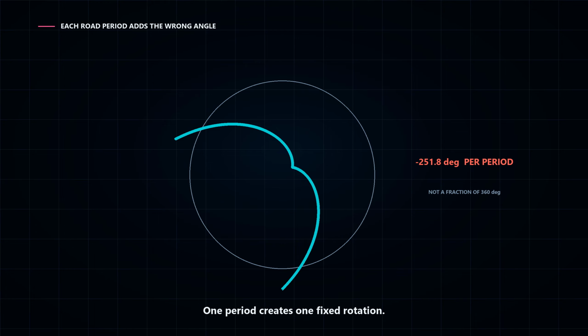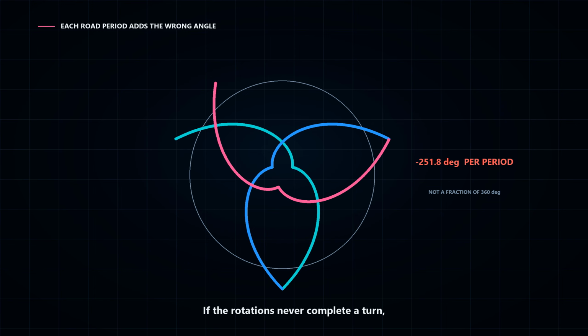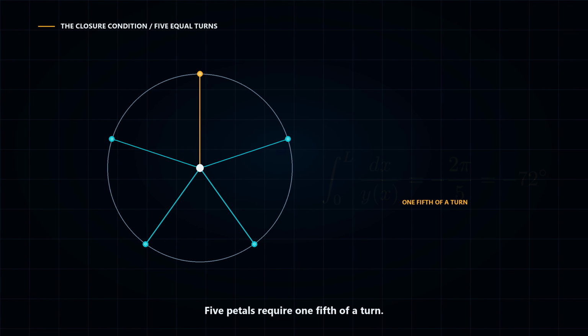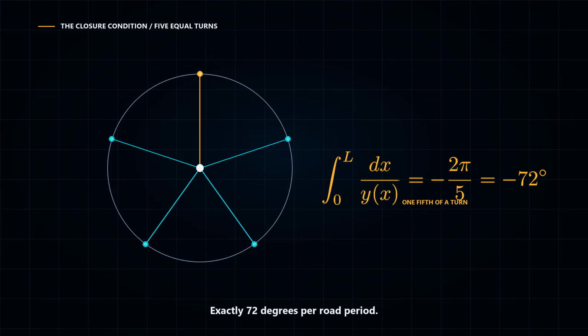The failure is not numerical noise. During one road period, the wheel turns through a specific angle. Repeat the road, and the next copy of the rim is rotated by that same angle. If those rotations never complete a full turn, the rim never closes. For 5 identical petals, one road period must rotate the wheel by exactly 1/5 of a turn, 72 degrees. In symbols, the integral of 1 over y across a period must equal negative 2 pi over 5.